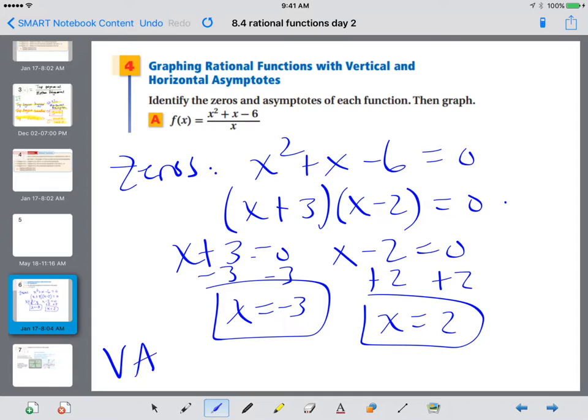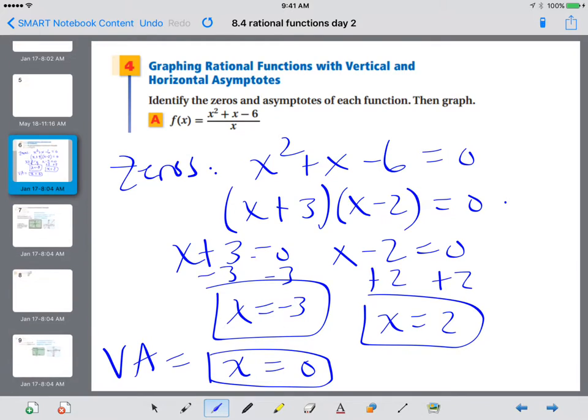And my vertical asymptote is when the bottom is equal to 0. Well, that would be the line x equals 0. That is our vertical asymptote. So when you get to the assignment, you're expected to do all 3. What I'm going to focus on is just the horizontal asymptote for the rest of this lesson.